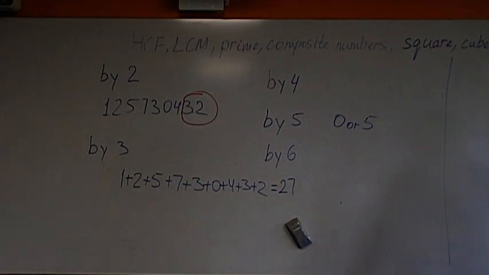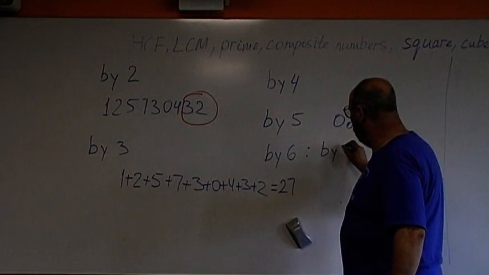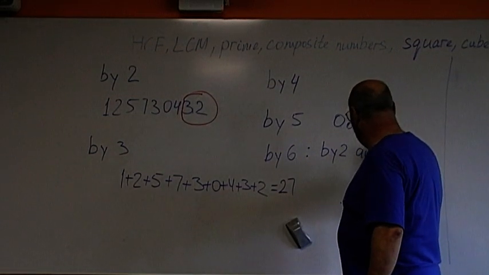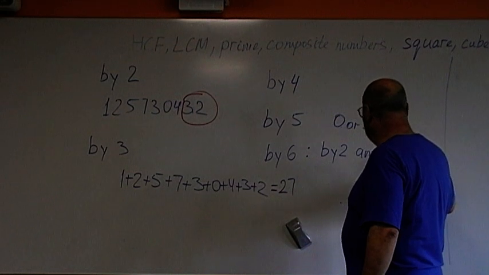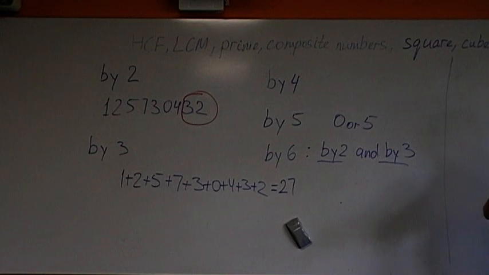Number four: if a number is divisible by 2 and by 3, if it's divisible by both 2 and 3, it's divisible by 6.